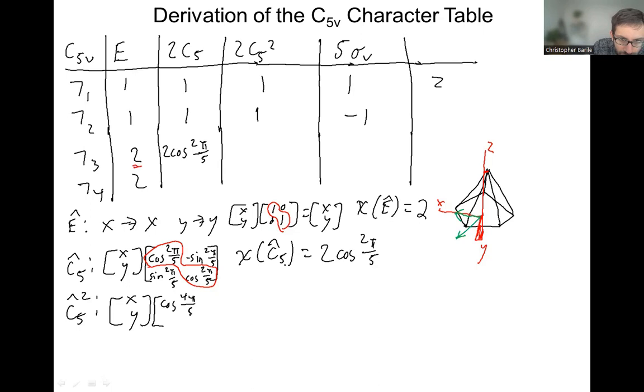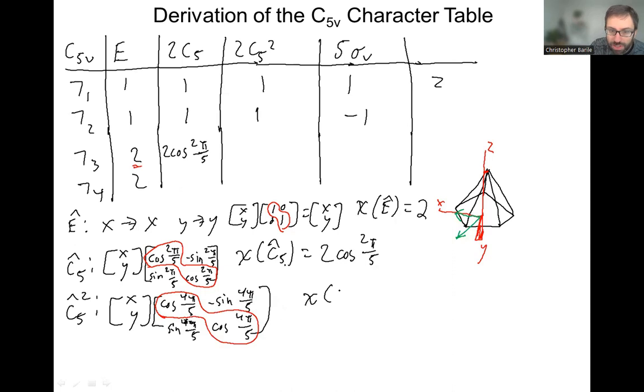So we have cosine 4 pi over 5. It's the exact same thing, negative sign, but with 4 pi's instead of 2 pi's. Sine 4 pi over 5, and cosine 4 pi over 5. We take the character of the matrix, summing across the diagonal, and we get that the character here, C5 twice, is 2 cosine 4 pi over 5. So that's our next part of our table.